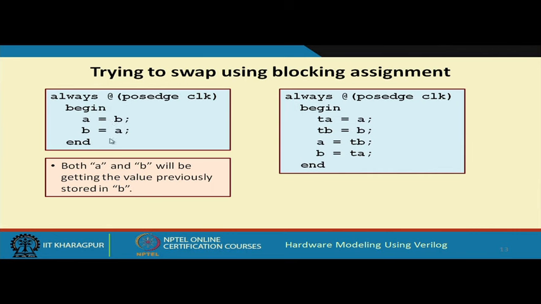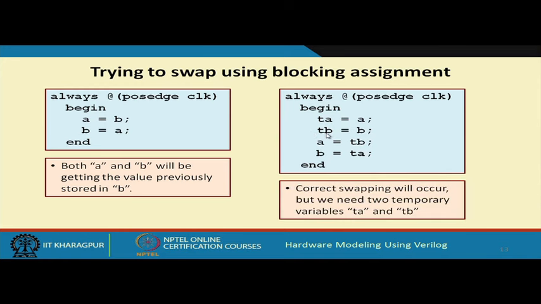So, using blocking statements, if you want to really do a swap, you can do it like this by using two additional temporary variables TA and TB. You first assign A to the temporary variable TA, then B to TB, then TB to A and TA to B. In this way, swapping will correctly take place, but of course, you see you have to use two additional variables. So, this example shows you that using non-blocking assignment for certain applications can be very convenient, and this swapping example is one of them. Okay? Fine.